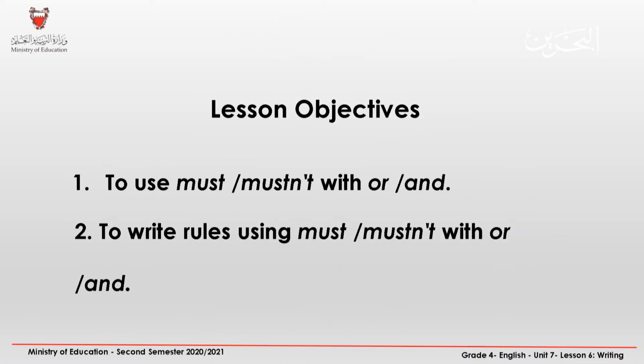Lesson Objectives. By the end of this lesson, my dear students, you should be able to use must and mustn't with and or to write rules using must and mustn't with and or. But remember, you need to have a pen or a pencil and a notebook in front of you. When you finish, press the Enter key to move on to the following slide.